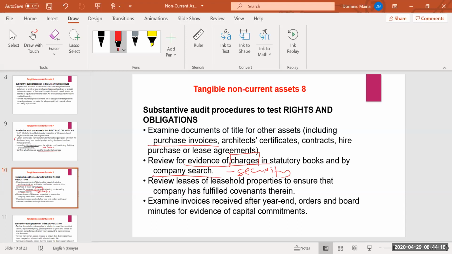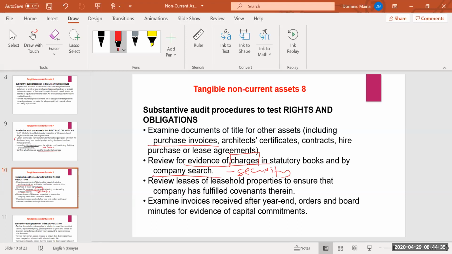So simply you are going to be reviewing where some of the company's assets are being used as security against maybe a loan which the company has obtained from a bank or from a third party.